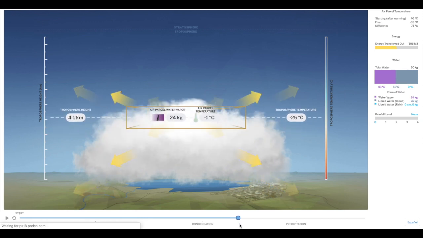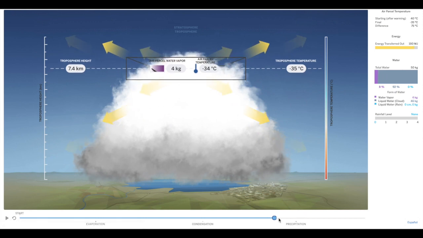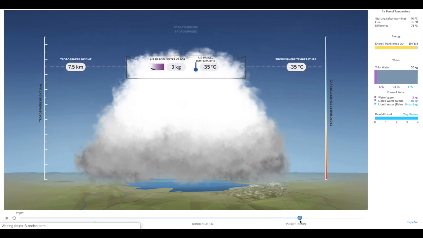So it has to continue to rise and cool and release the energy, and it won't stop until both of these are the same temperature. Now that it's at the same temperature, there's more liquid rain because more of the energy was released.